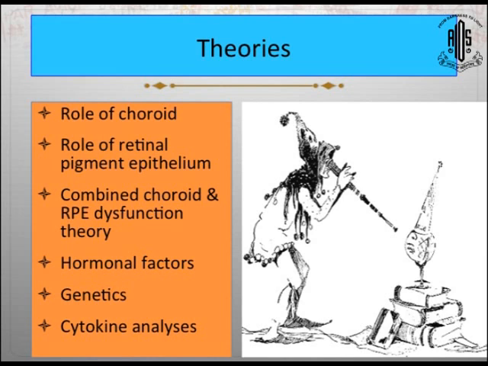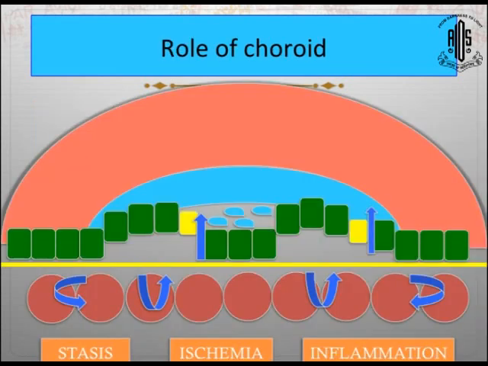It's the choroidal theory, the RPE theory, the choroidal and the RPE dysfunction, that is a combined theory, the hormonal factors, the genetic factors, and the cytokine analysis. Coming to the role of choroid, that is basically starting from the stasis, ischemia, and inflammation. We have increased hydrostatic pressure in the choroidal layers, and with increased hyperpermeability, which further leads to evolution of PEDs and further release of SRF in the subretinal space.